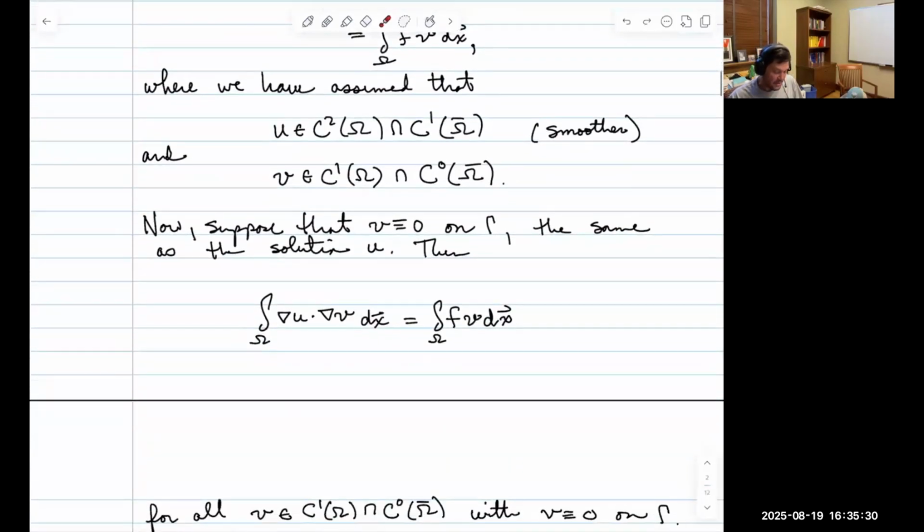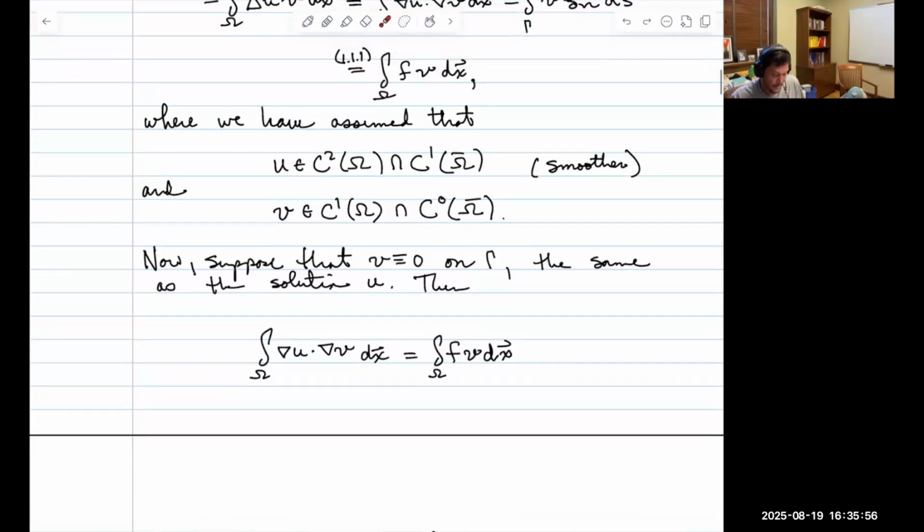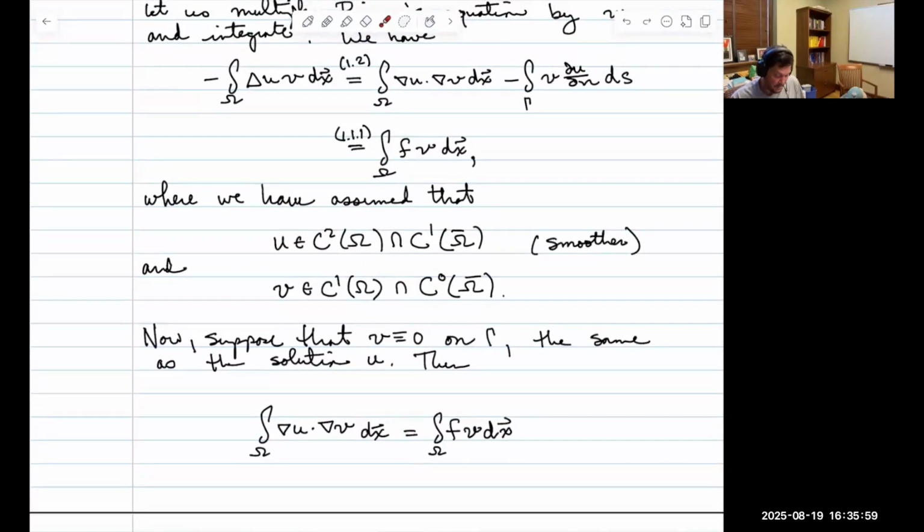All right, now we get to the crux of the matter. We're going to assume or suppose that V is equal to 0 on the boundary. That's exactly the same as what we normally assume about the solution U. Okay, but notice that we're not concerning ourselves with what the solution U is doing on the boundary. It doesn't matter to us at this point, at least. So if V is equal to 0 on the boundary, like U, its sort of counterpart, then this term is going to vanish. And then of course, we have the equation of these two terms.